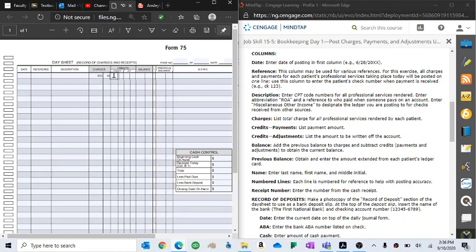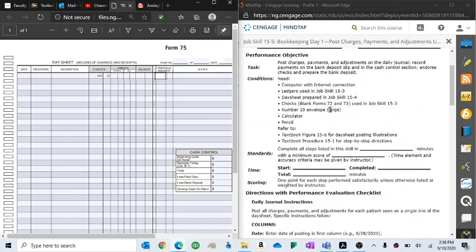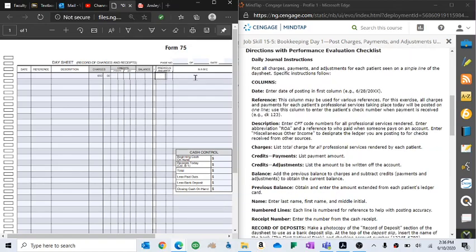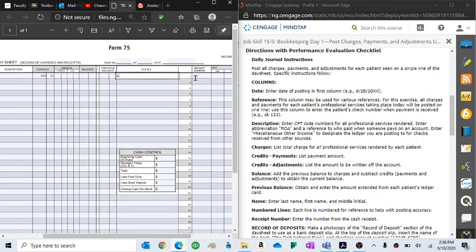And then right here, when it says payments, list payment amount. So the payments the patient has paid, any adjustments that we've had to do to their account, and then what the balance is after the charges, after the payments, and after the adjustments. So we've got a balance. Then you would do previous balance. So if they have a previous balance on their ledger card, that would be there too. Then you would put the patient's name in. So you do last name, then first name. So make sure you do it just like that.